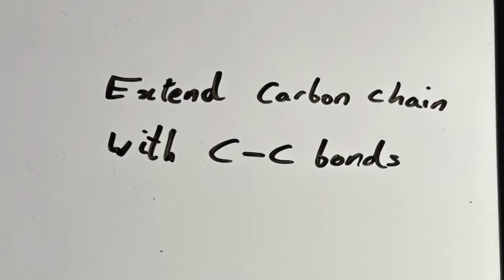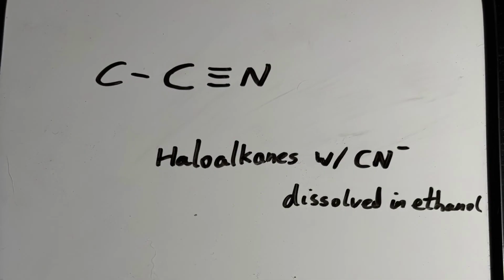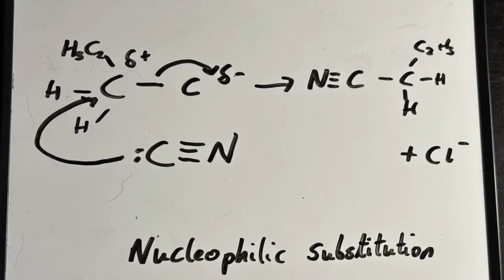You can extend the carbon chain by forming extra carbon-to-carbon bonds, and you can do this through adding nitrile groups. So when you have a haloalkane, you can react it with a nitrile group that's dissolved in ethanol, and you'll end up with an extended carbon chain. And we do this with a mechanism. This is nucleophilic substitution. Make sure you know this for your exam.